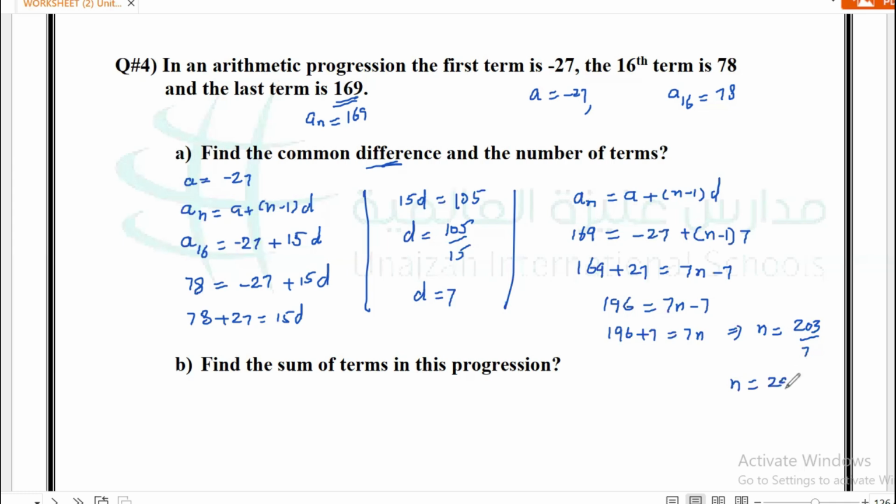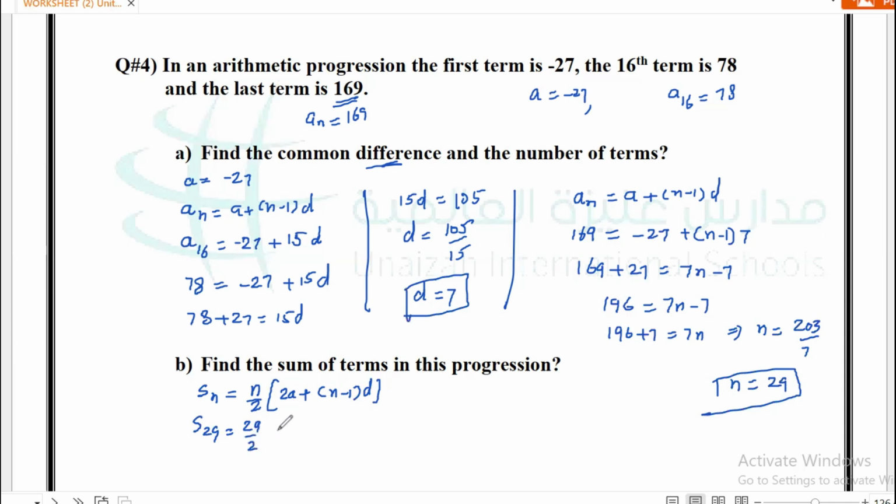So n equals 29. So we find two answers. One answer is the common difference, which is 7, and the number of terms is 29. So if the number of terms is 29, then find the sum of terms in this progression. Again, the Sn formula will work for us. Sn is equal to n over 2 times (2a plus (n minus 1)d). So we are looking for S29.